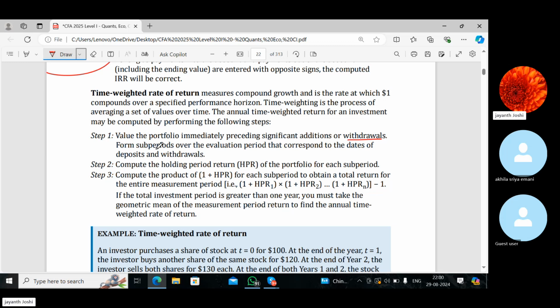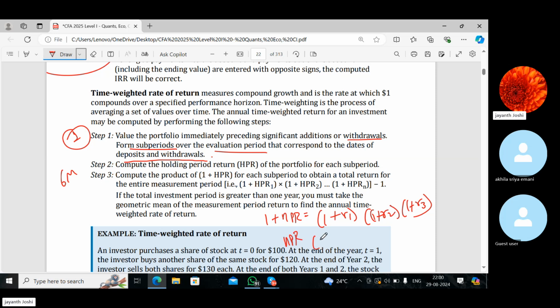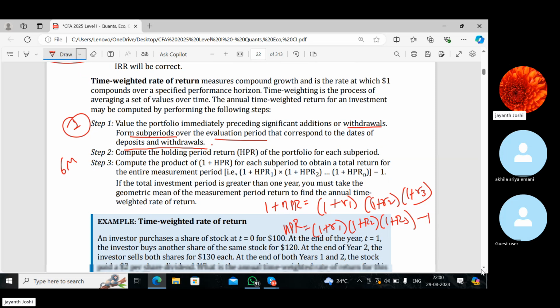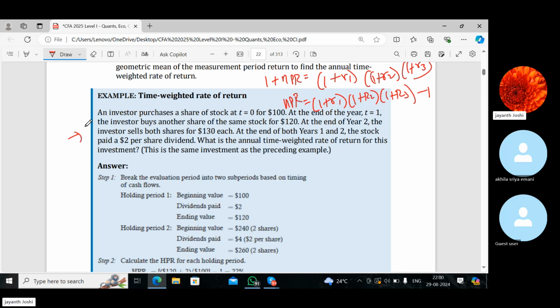Form sub periods over the evaluation period. Like 1 year is the total period, so sub periods will be 6 months, let's say, that correspond to the dates of deposits and withdrawals. Compute the holding period return. You already know what a holding period return is. So the formula: 1 plus the overall HPR is equal to (1 plus R1) into (1 plus R2) into (1 plus R3). Let's say I'm taking 3 years. The holding period return is equal to (1 plus R1) into (1 plus R2) into (1 plus R3) minus 1, like that. We will do a question so you will better understand. There's a question in front of you. Read this question.